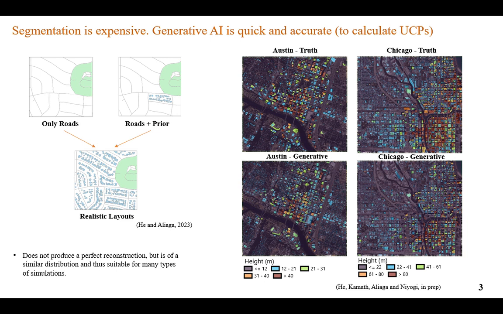So this is Austin, Texas, and Chicago. What we have on the left side is GLOBUS, which is representing the truth, on the top, and then we have the generative model at the bottom. With this, we have also calculated the urban canopy parameters, and we find that there is a good match.